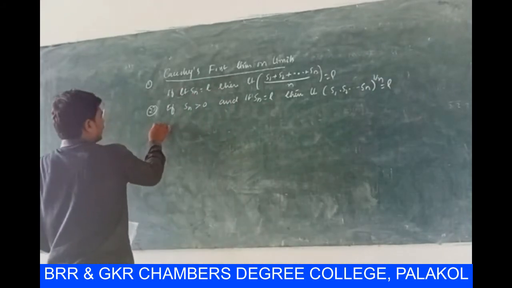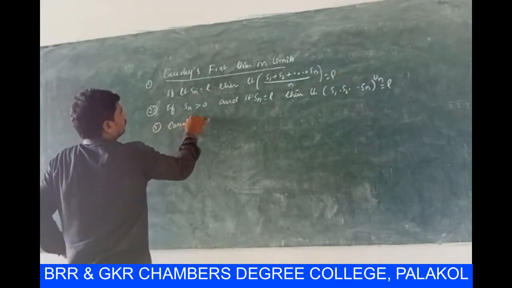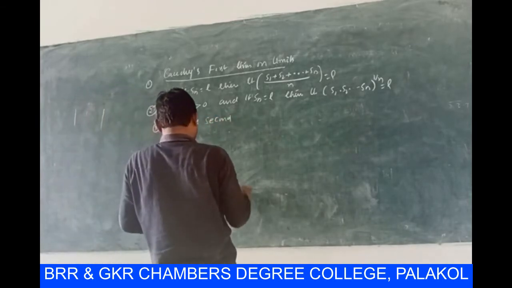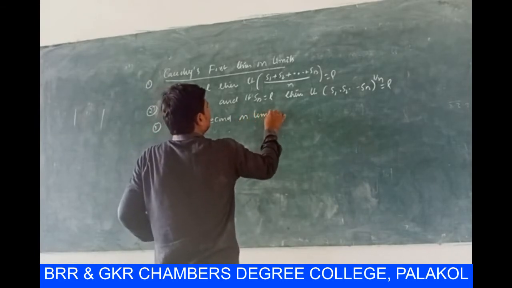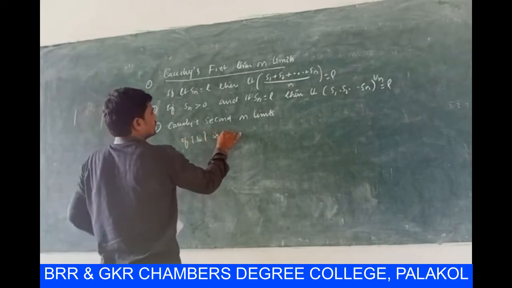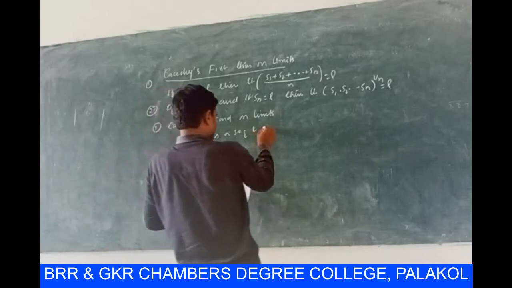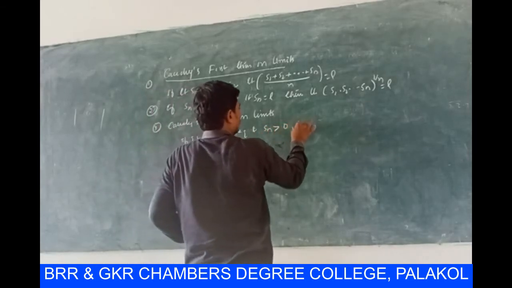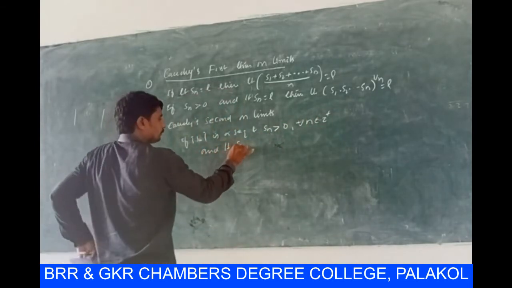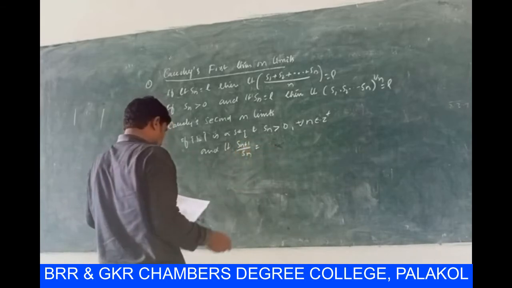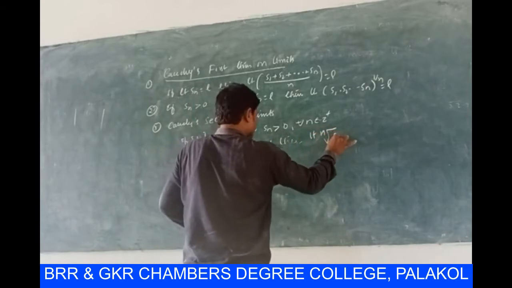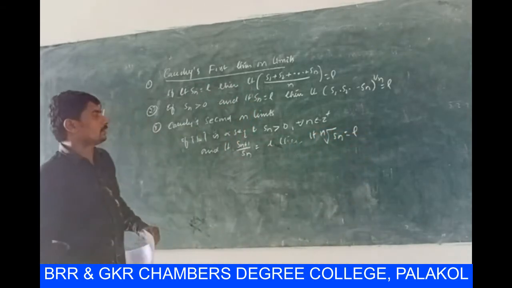And similarly, Cauchy's second theorem on limits. That is, if Sn is a sequence and Sn is greater than 0 for all n belongs to Z plus, and limit Sn plus 1 by Sn is equal to L, then limit nth root of Sn is also equal to L. This is another theorem.